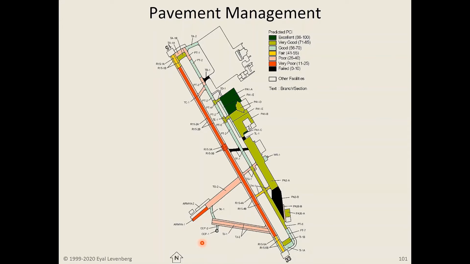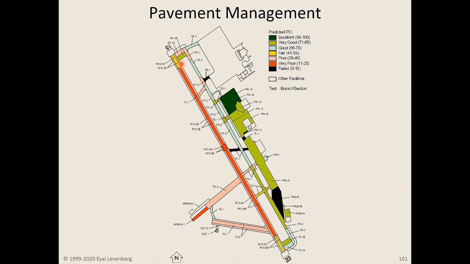This is an example of how a PCI survey is used for decision making. This is an airport, and the different elements or branches in the airport are being shown here with different colors. So here we have a runway, here we have a parallel taxiway, we have some transverse taxiways, and we have some parking areas for airplanes. And the color coding here, although it's not based on the standard terminology, is just to show you that certain areas are green and certain areas are black, where green indicates excellent condition and black indicates failed condition.